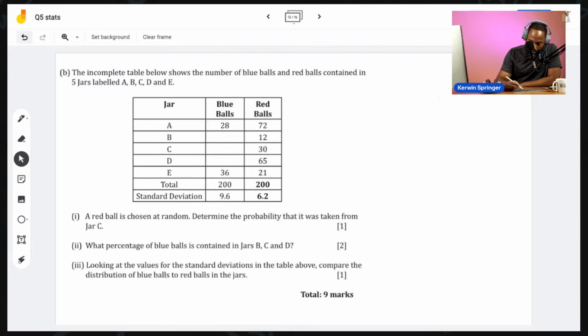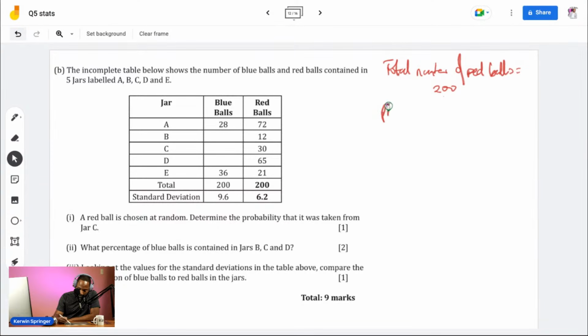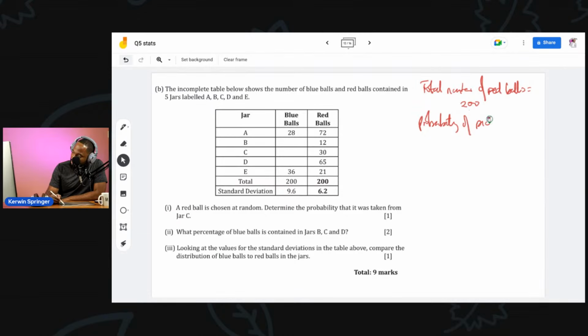So if we choose a red one, the total number of red balls is 200. So the probability of picking from jar C has to be the number of desired outcomes over the total number of outcomes, which is 30 divided by 200, because jar C is just 30. Jar C, 30 out of 200, is the correct answer.